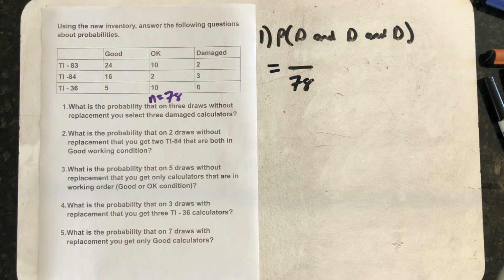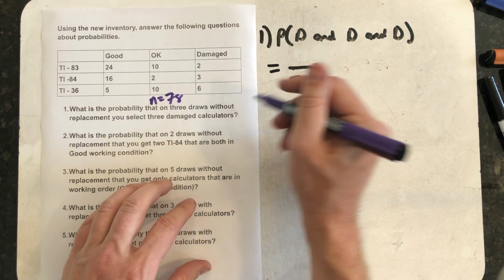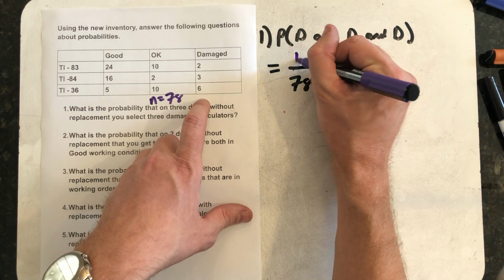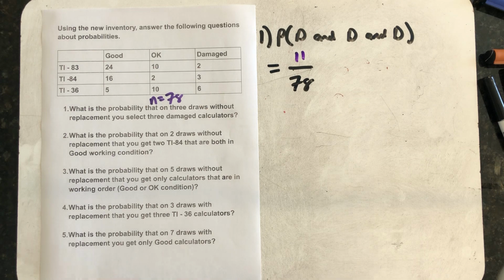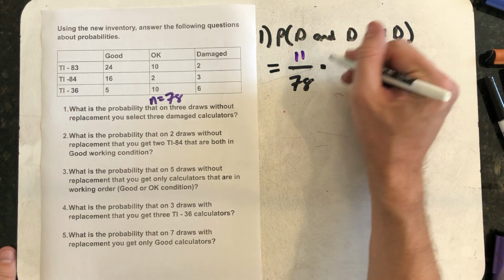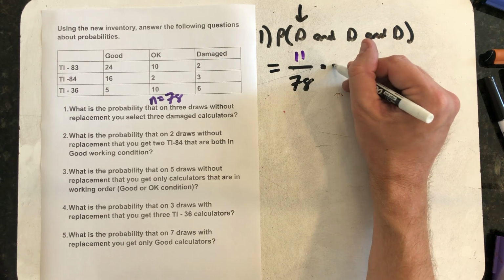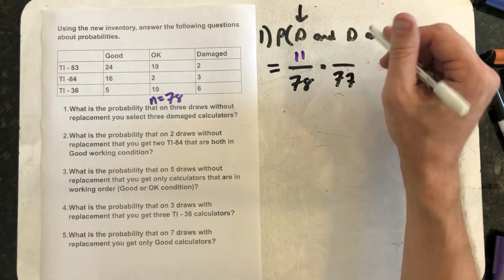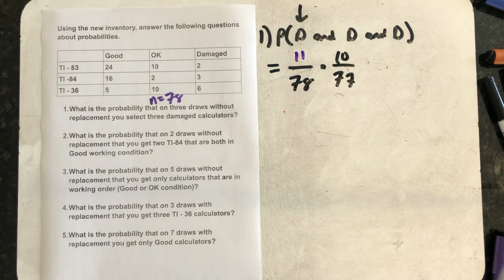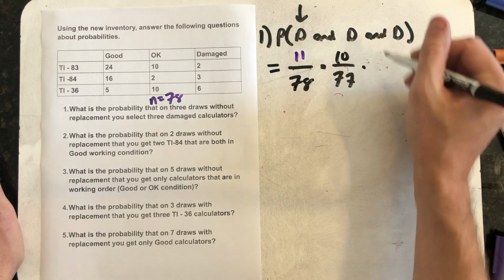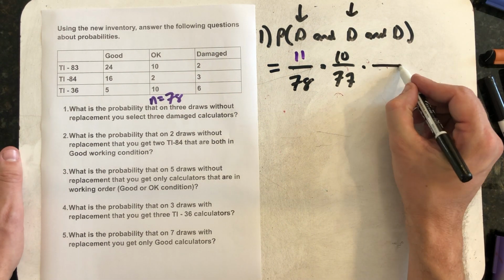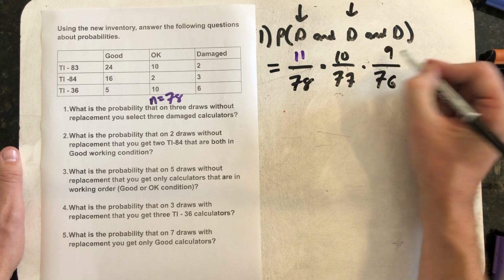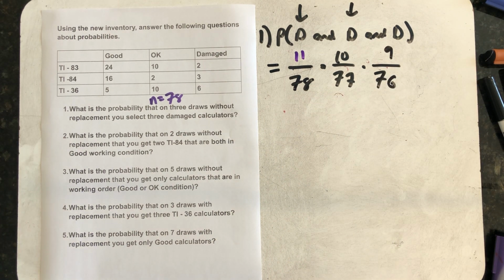Alright, now I just need to know how many of those calculators are damaged. Well, there are a total 11 damaged calculators. 2 and 3 make 5, 6 more is 11. Alright, well the next time through, I have to assume I've already drawn one damaged calculator. So there's 77 calculators because I've taken one out, and there are only 10 of them that are damaged because I got a damaged calculator the first time. Next time through, I have to assume I've drawn 2 calculators, so there are only 76 total, and only 9 damaged ones remain because I've already drawn 2 damaged calculators.